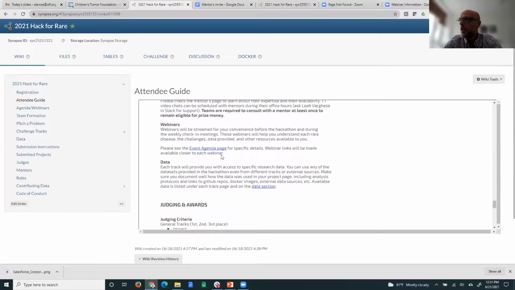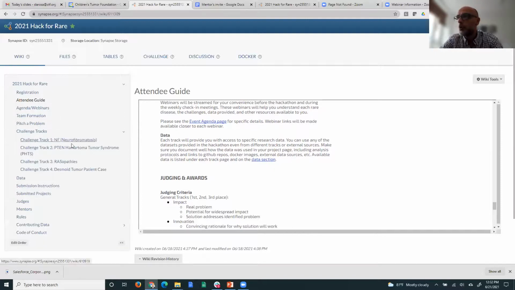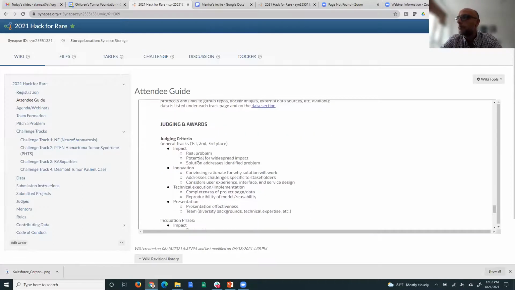Webinars will be available on demand, and also data. Just want to remind you that we have a lot of NF data, but also other tracks' data that are available. So check the data section, but also check all of the different tracks here on the challenge track section, where you will find information about all of the different tracks' data.